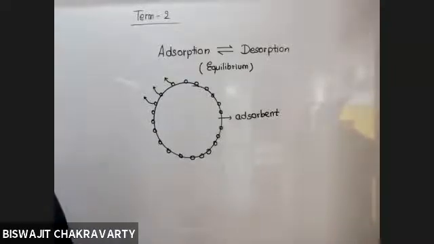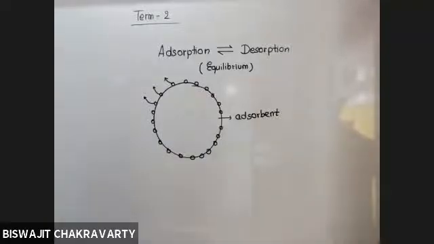So equilibrium is exactly the process where the rate of forward reaction is equal to the rate of backward reaction, and in such kind of processes you cannot make out the difference. And in all sorts of equilibrium, whether it is a physical equilibrium or a chemical equilibrium, you cannot make out the difference because the rate of forward reaction is equal to the rate of backward reaction.